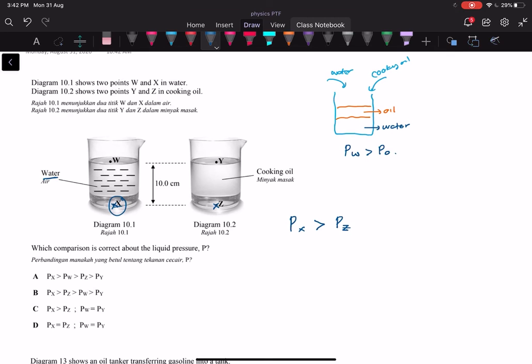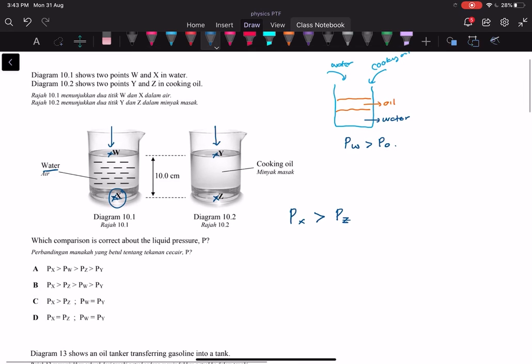Dan now, next thing, W dengan Y ni. Kelas, kalau nampak W dengan Y ni, kedua-dua titik W dan Y ni adalah di atas permukaan air. Maksudnya, tekanan yang tertindak ke arah titik W dan titik Y ni bukan liquid dia. Okay, the liquid is not exerting any pressure in both the W and Y.